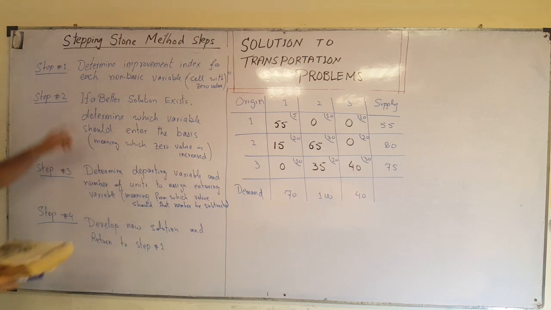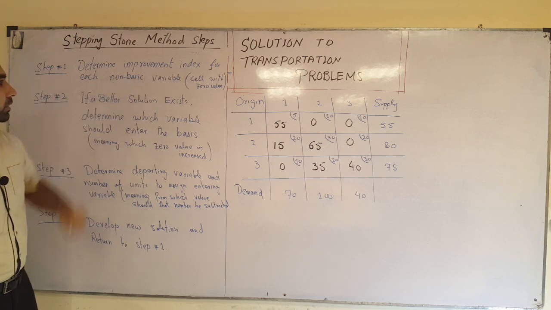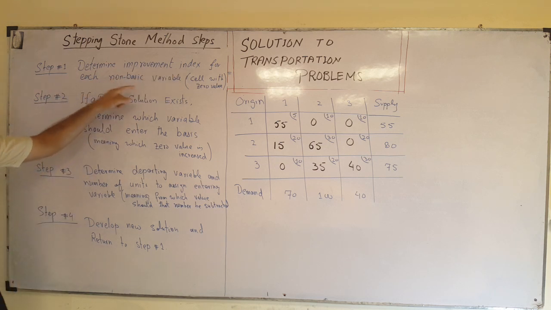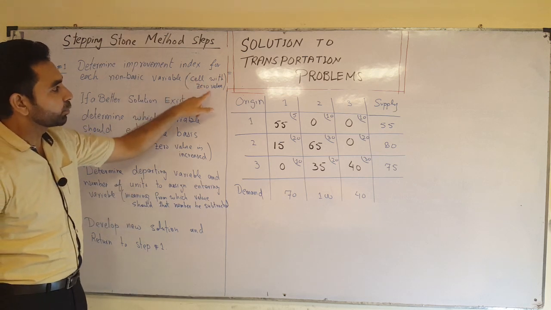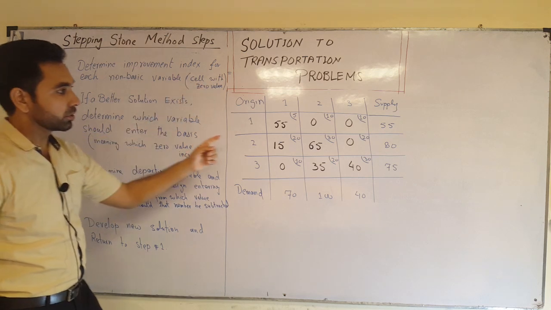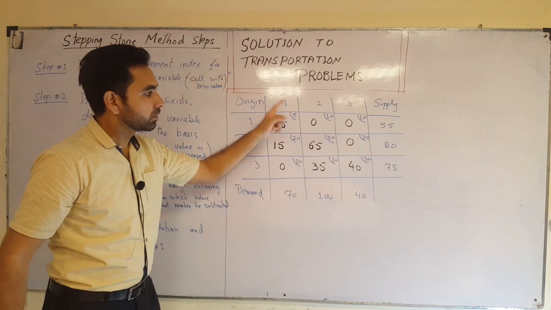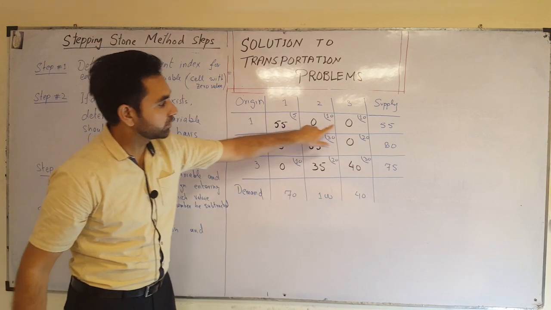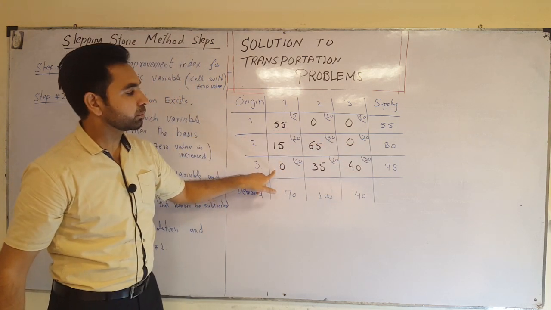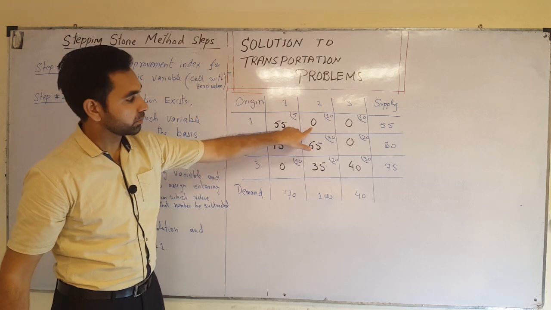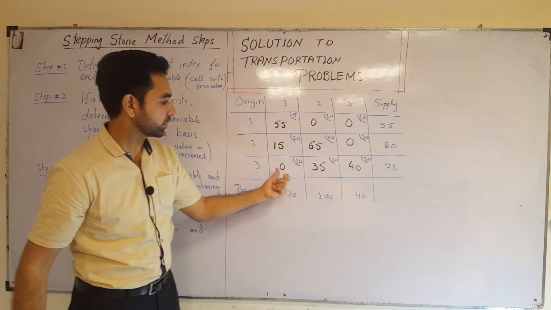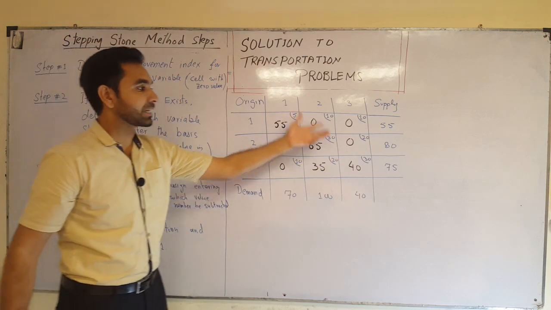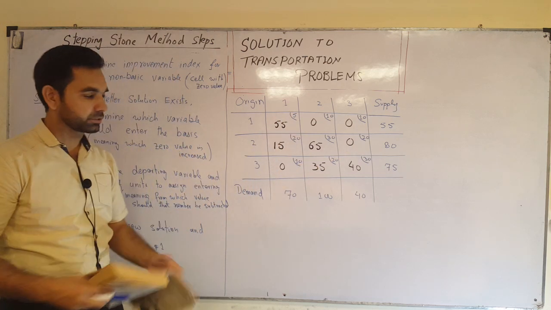The first thing you have to do is determine the improvement index for each non-basic variable, which means cells with 0 values. If you look at this one, there are cells where nothing was transported. So there was a 0 entry, 0 entry, 0 entry, and 0 entry. These are called non-basic variables.